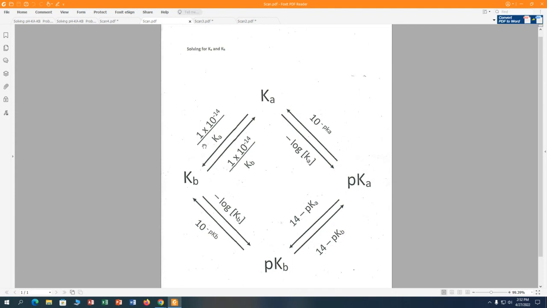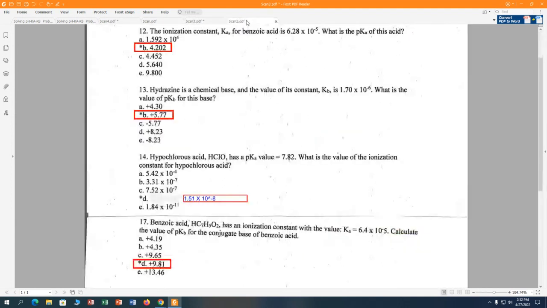So again, this is how I recommend you do it. I mean, you can do it other ways. There's no wrong way to do this. Just make sure you're consistent with how you do it. And then we'll give you 4 problems. I'm going to read them to you. The first one is the ionization constant Ka for benzoic acid is 6.28 times 10 to the minus 5. What is the pKa? Again, same way. The answers are highlighted.